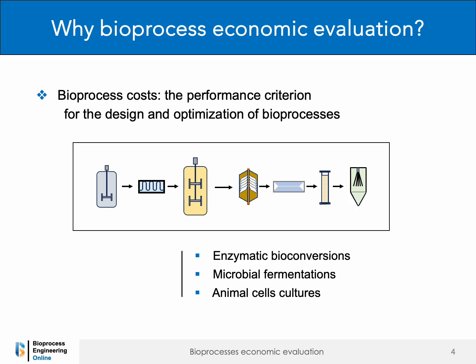Bioprocess cost is a critical performance criterion for enzymatic bioconversion, microbial fermentation, and animal cell culture processes. Addressing cost issues is essential when designing the sequence of unit operations that transform raw materials into products, selecting the appropriate equipment for these operations, and optimizing the process operation to ensure efficiency and cost effectiveness.